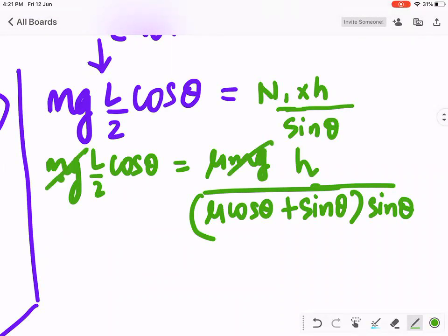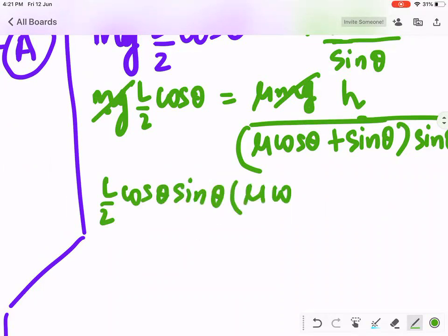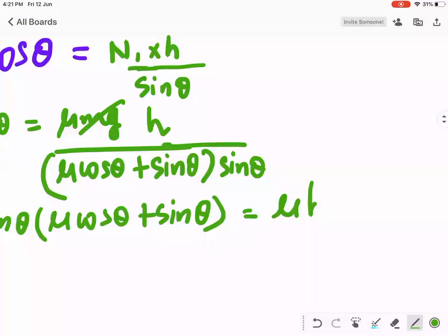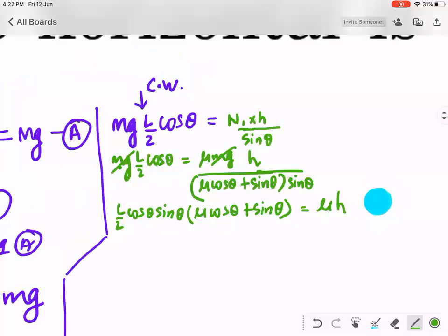Now transfer this to the other side. You will get L by 2 cos theta sin theta into mu cos theta plus sin theta is equal to mu h. Any problem in this equation? Look very carefully. Any problem in this equation? No, sir.